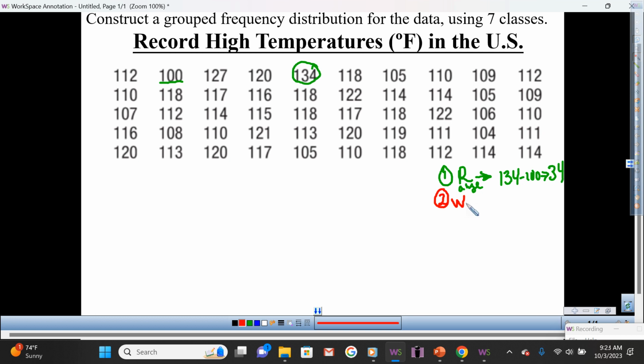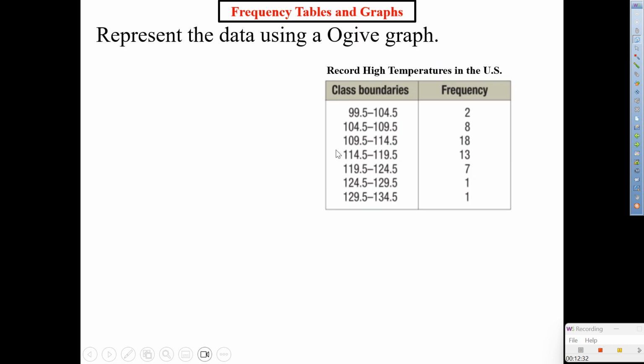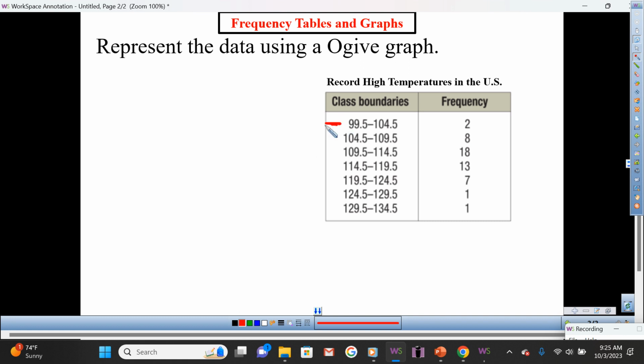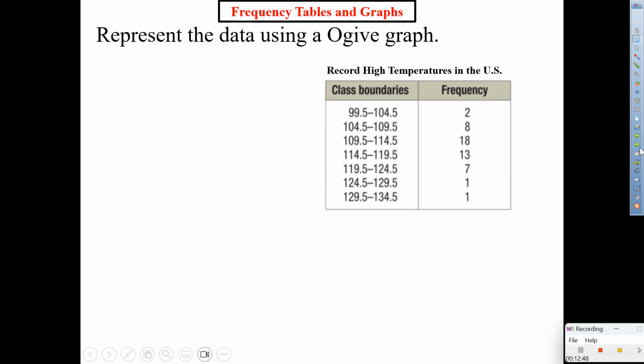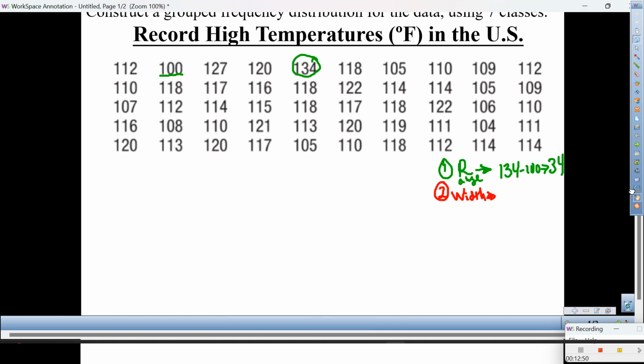Width. So write W-I-D-T-H, or just a W. How do you find the width? Well, I don't know what you're talking about, so let me show you. Look up to the screen. Width, they're talking about this. From class to class, there's a distance from here to here to here to here. Each of those distances are known as widths. Therefore, how do we find that distance? Find the width for your table.